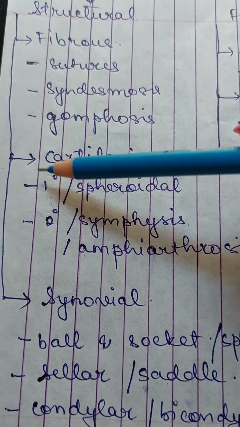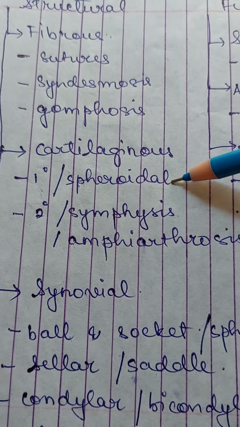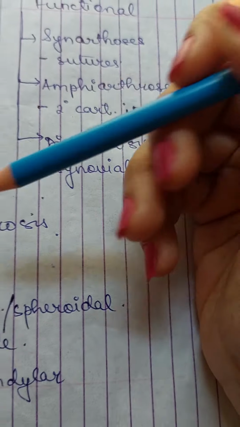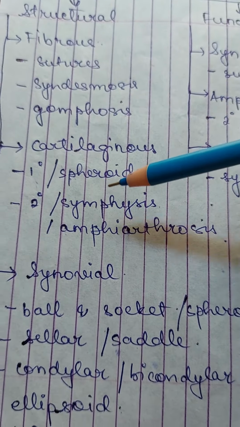Cartilaginous joints, that is primary and secondary. Primary are also known as synchondrosis, and secondary are symphysis or amphiarthrosis. So cartilaginous joints: primary cartilaginous, secondary cartilaginous.